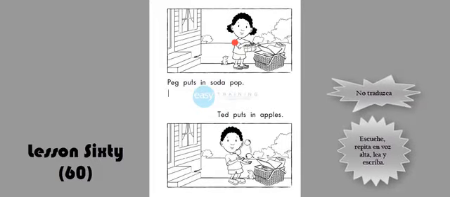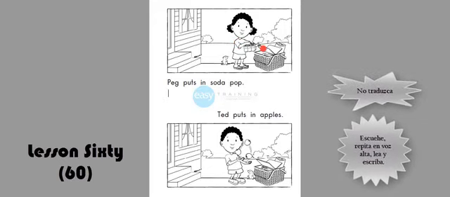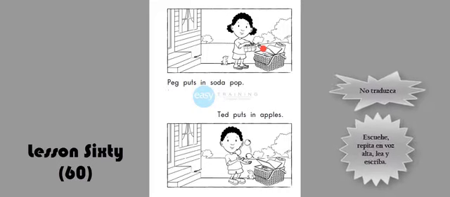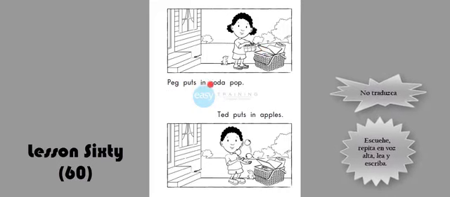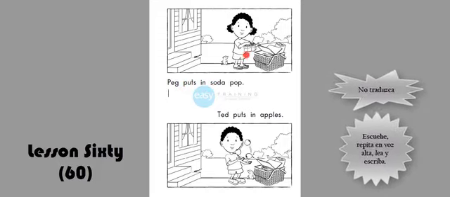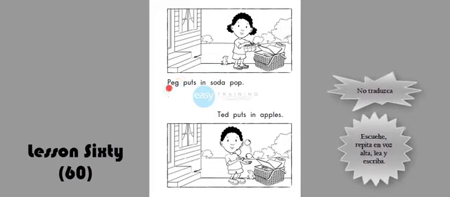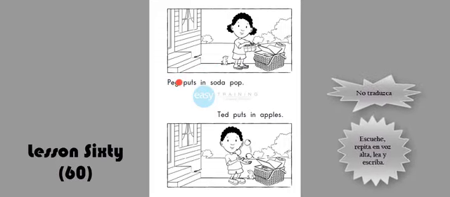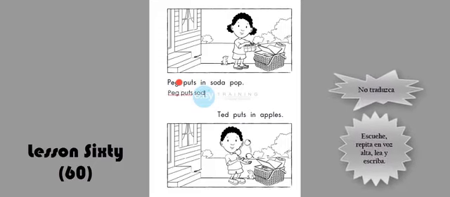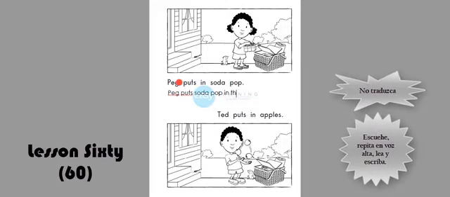In this picture, we see Peg is putting soda pop in the basket. Peg puts in soda pop. This is soda pop to drink. Peg puts soda pop in the basket.